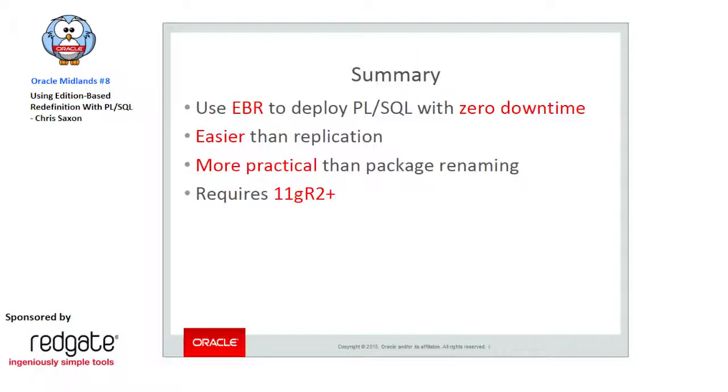It has a lot of the similar challenges to package renaming with knowing what the current live one is, but it's less messy, and there are ways you can mitigate it, which you can't do quite as effectively if you're just renumbering your packages. And finally, it does require 11g release 2 plus. How many people are at least that high? Okay, good number. That's good.